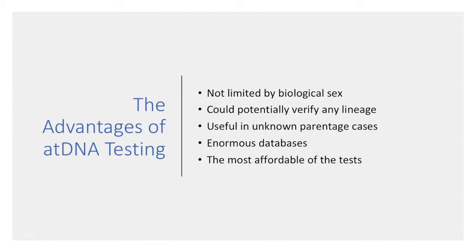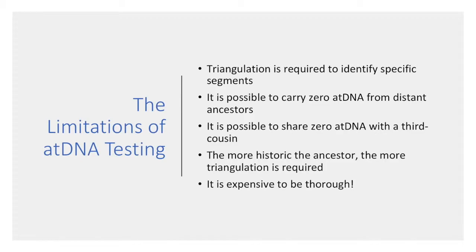It has limitations as well. In order to figure out which bits of your DNA come from which ancestors, you are relying on the assistance of your cousins to a certain extent. You're relying on them either having a public tree or being willing to share family history information with you. And sometimes you're relying on them being willing to share their DNA information with you as well. And it can get complicated trying to get three people who share the same segment. Sometimes it can be a bit of a juggling act.